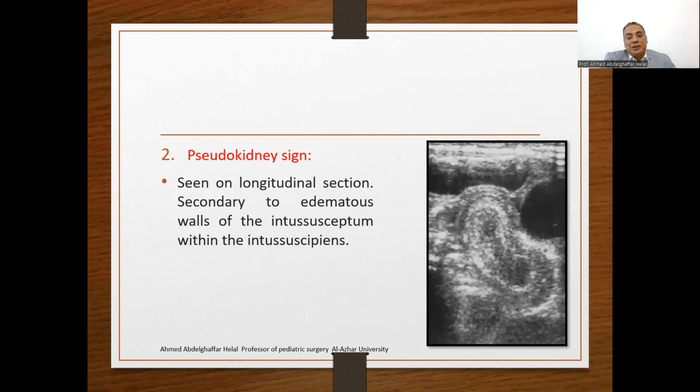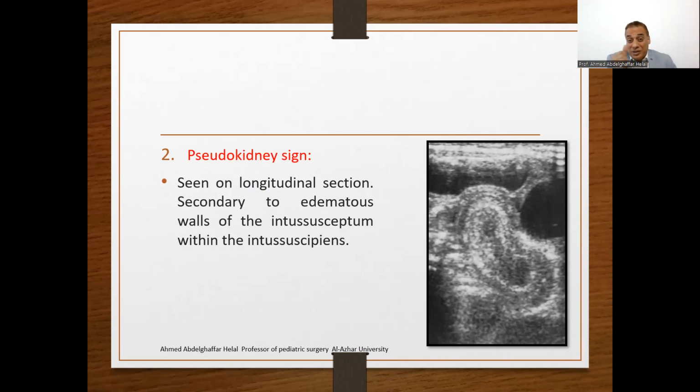The pseudo kidney sign is seen on the longitudinal section, secondary to the edematous wall of the intussusceptum within the intussusception. The intussusceptum is the part inside with the edematous wall, and the outside container is called the intussusception, as we said at the start of the presentation. So this is called the pseudo kidney sign, like a kidney shape, in the longitudinal section.